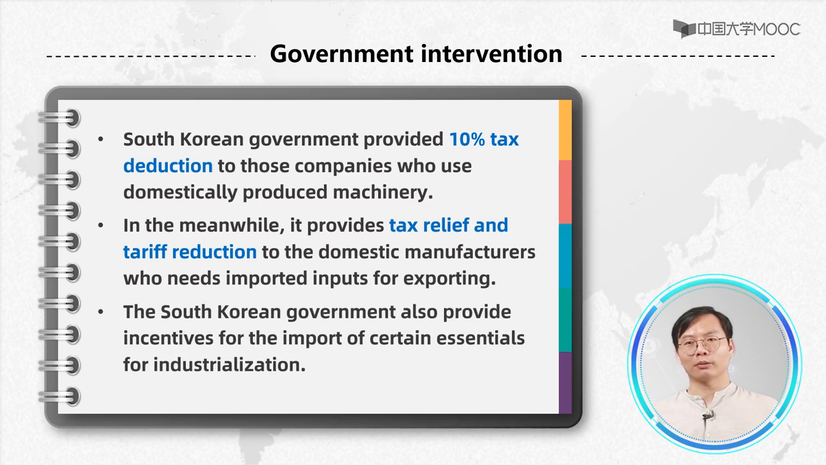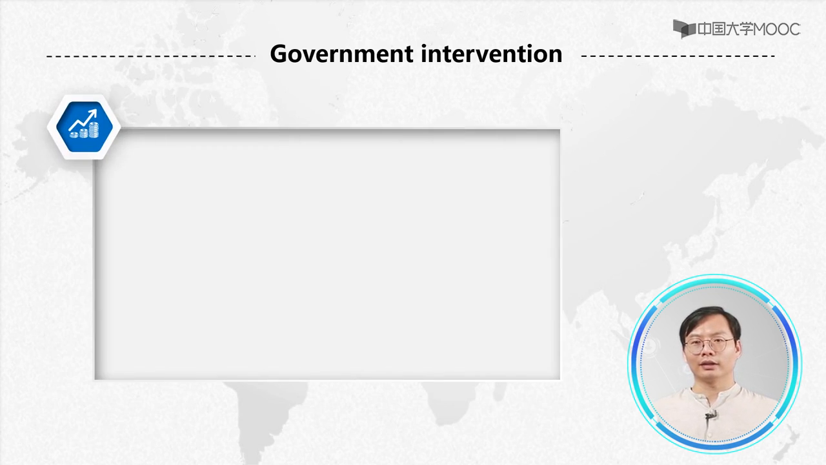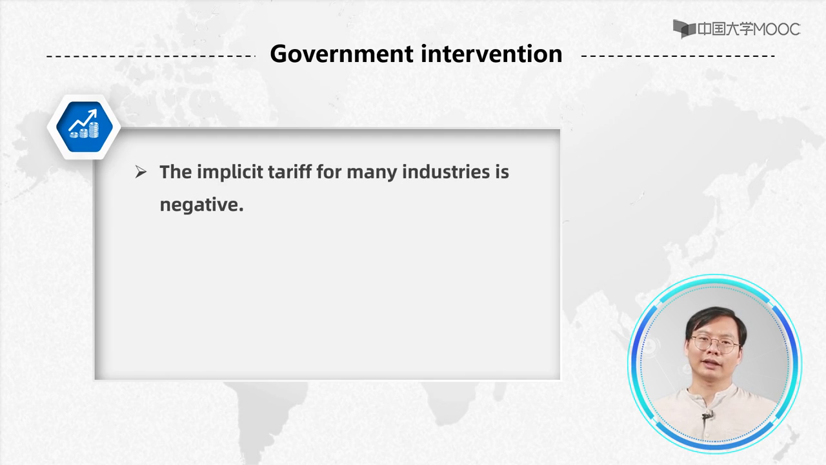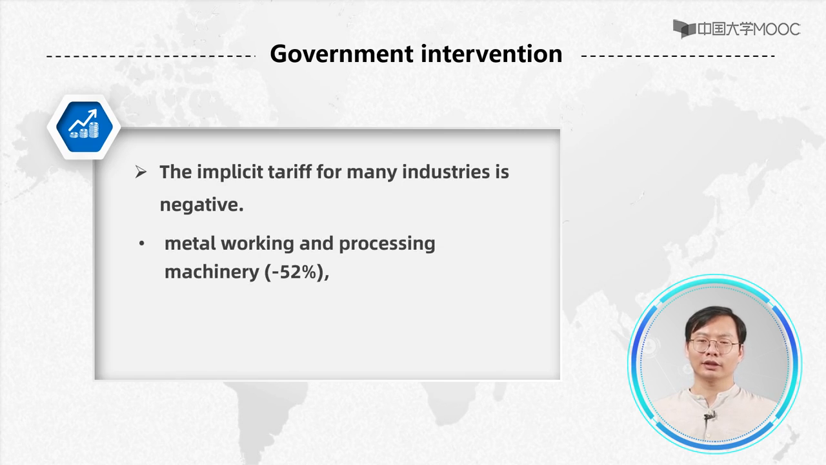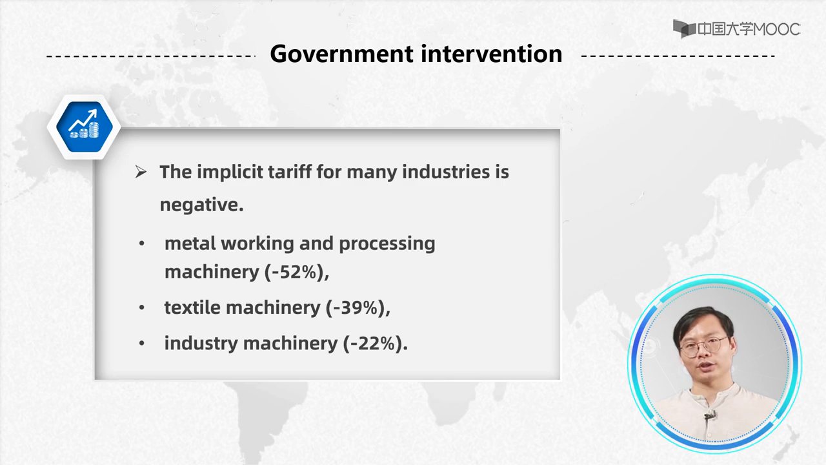The South Korean government also provided incentives for the import of certain essentials for industrialization, such as machinery. The implicit tariff for many industries is negative. For example, metal working processing, textile machinery, industry machinery, etc.